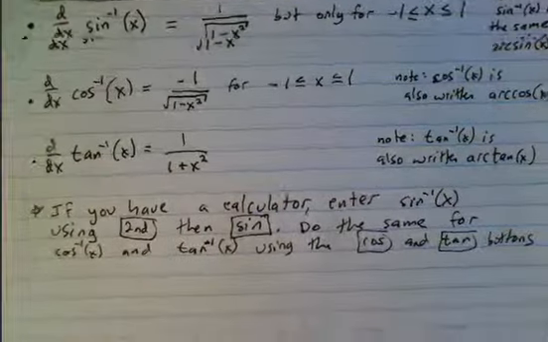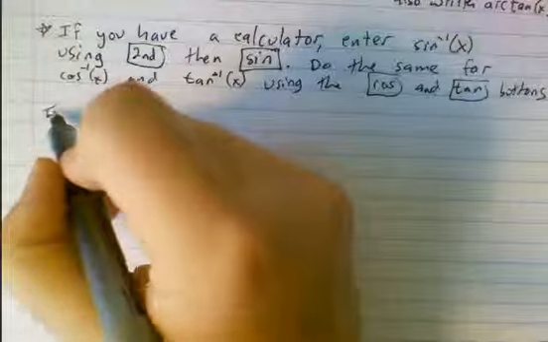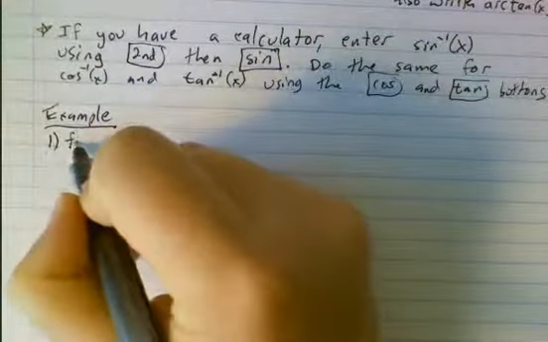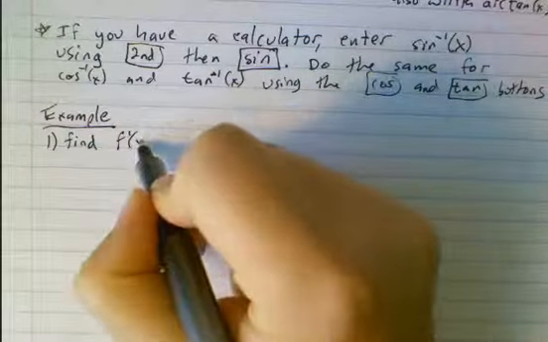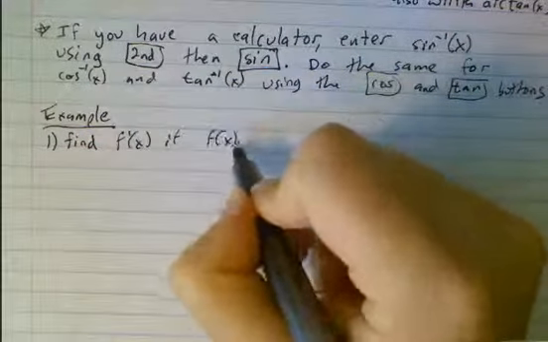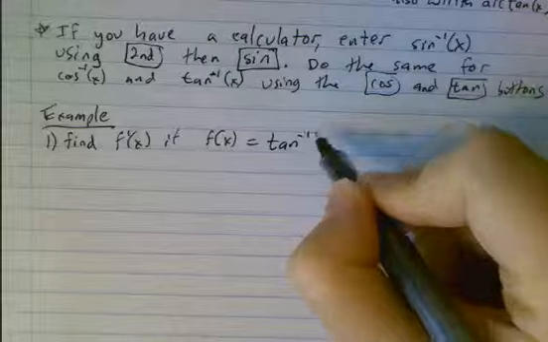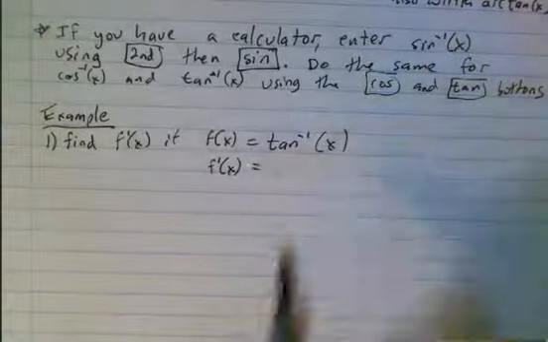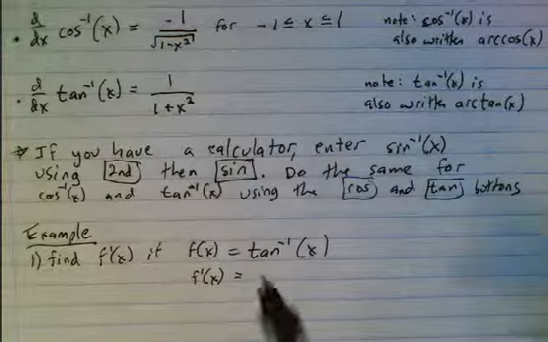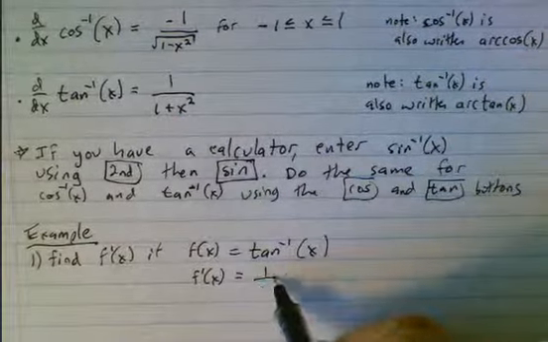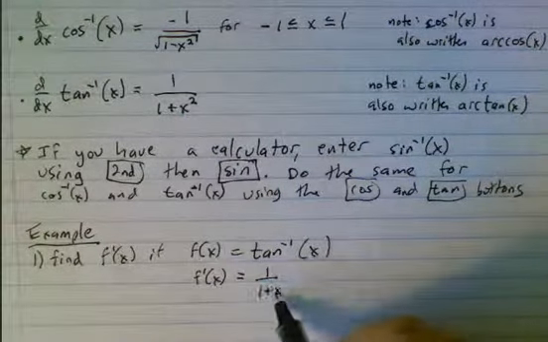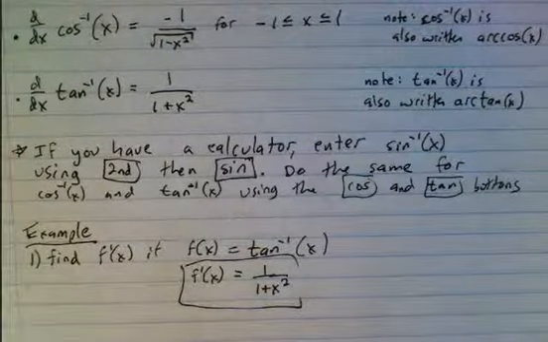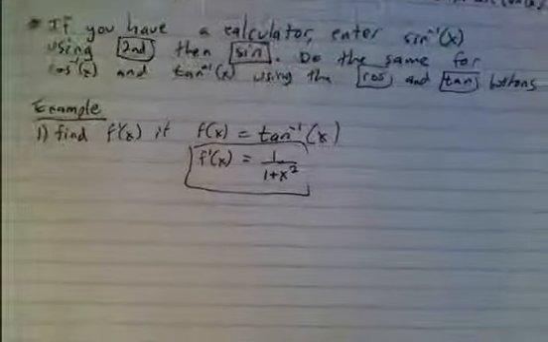Okay, let's do an example. These are pretty simple. You just have to memorize them. Find f prime of x if f of x equals the inverse tangent of x. F prime of x, just memorize it right there. Ta-da! So those ones you've either got them memorized or you don't.